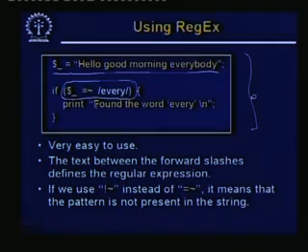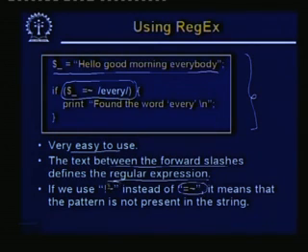Within these forward slashes I am writing every; this is a simple example of a regular expression. And this equal to tilde is an operator which means you search. You are searching if the string specified on the right hand side is present in the string on the left hand side. So, you can see this is extremely easy to use. As I had mentioned, the text between the forward slashes defines the regular expression, and here we are using equal to tilde to check if it is present.